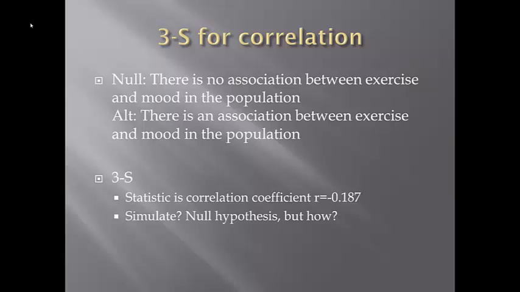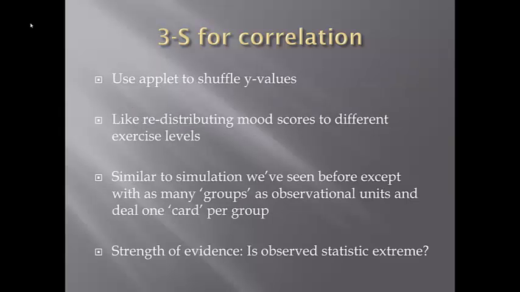To apply the 3S strategy, we take a very similar approach to what we've done before. First, we compute the statistic. In this case, that's the correlation coefficient, negative 0.187. Then we simulate. Well, we know that we simulate the null hypothesis, but how will we do it in this case? Ultimately, we'll use an applet.